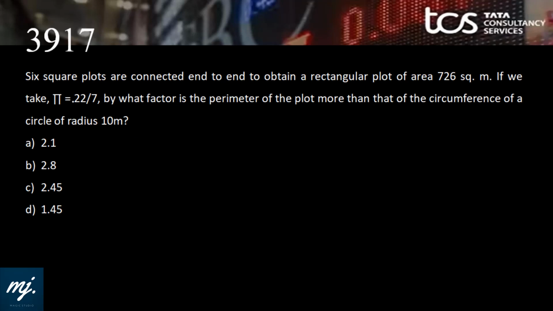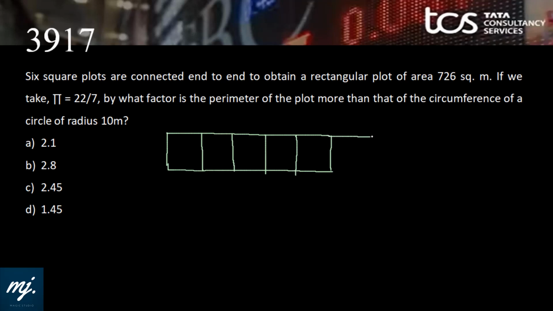Okay, what do we have in this one? 6 square plots are connected end to end. So this is a rectangular plot which is actually framed by connecting 6 square plots. Let me make it a 6. And if this side is A, this is also A, this is A, then 1, 2, 3, 4, 5, 6. 6A by A, of area 726 centimeter square.